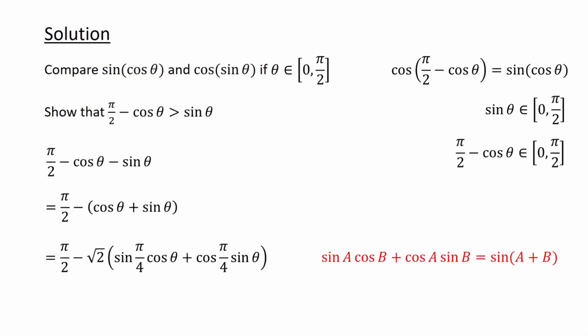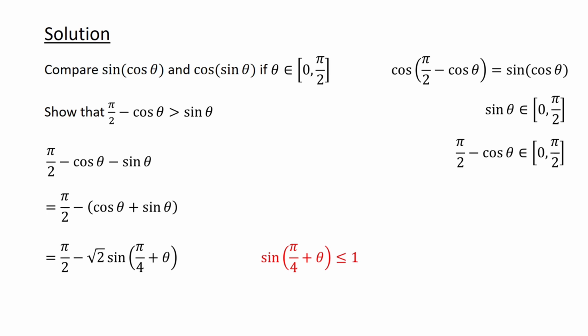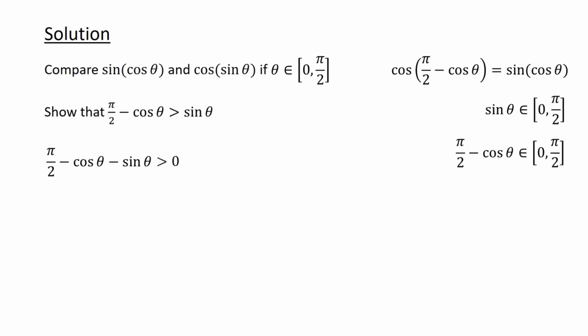We can simplify the terms in the bracket by using the identity sin a times cosine b plus cosine a times sin b equals sin of a plus b. For our case, a equals pi over 4 and b equals theta. So we obtain pi over 2 minus square root 2 times sin of pi over 4 plus theta. Since sin of pi over 4 plus theta is less than or equal to 1, multiplying both sides by minus square root 2 gives us minus square root 2 times sin of pi over 4 plus theta is greater than or equal to minus square root 2. Therefore, our expression is greater than or equal to pi over 2 minus square root 2, which is greater than 0 since pi over 2 is greater than square root 2. By moving sin theta to the other side, we thus have pi over 2 minus cosine theta is greater than sin theta.